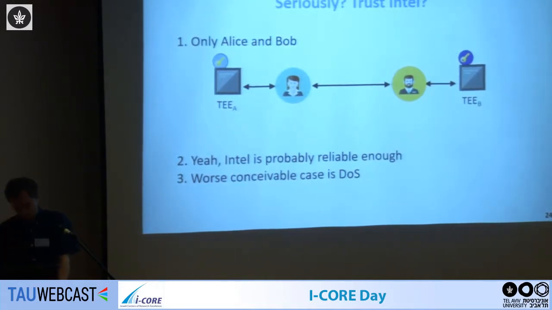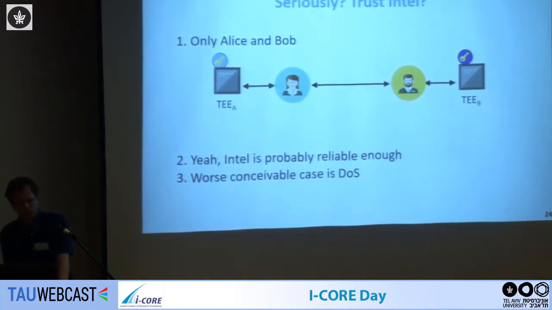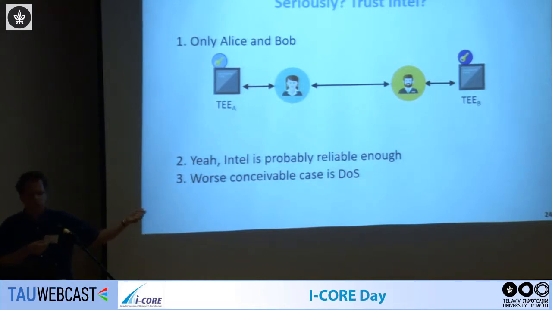So I'm going to address 2 straw men that practically always come up. One is, seriously, do you trust Intel? This is about cryptocurrencies. Trust no one, right? And the answer is in 2 parts. First, only Alice and Bob need to trust Intel, not the rest of the cryptocurrency. So if you're using Bitcoin, you don't need to go and ask libertarians to trust the evil corporate. You just need to trust the other side. If both of you trust that Intel is working okay, then it's fine and nobody else cares.